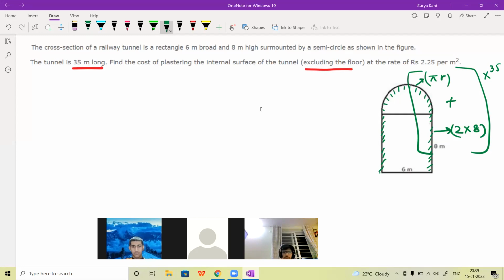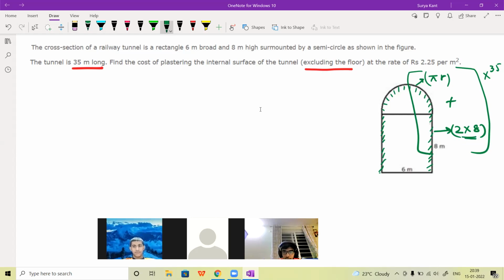So pi r, why are we doing it? Because it's a half circle, and that is going to extend backside also 35 meters. And again this length of the rectangle, its height is 8 meters. The 2 into 8, why have I done it? Because this is for 2 walls.